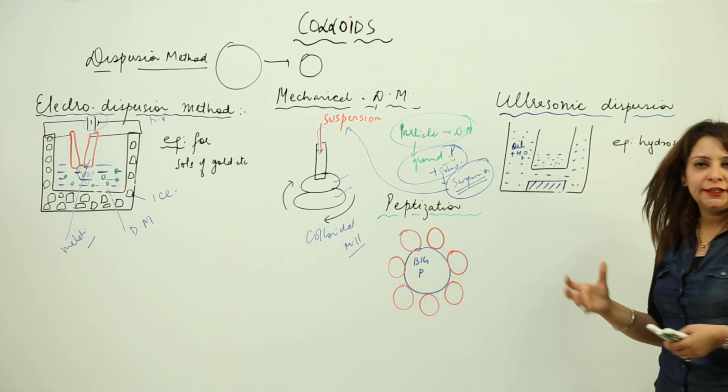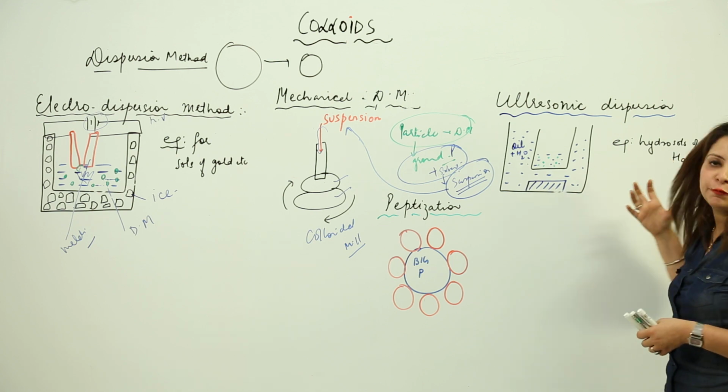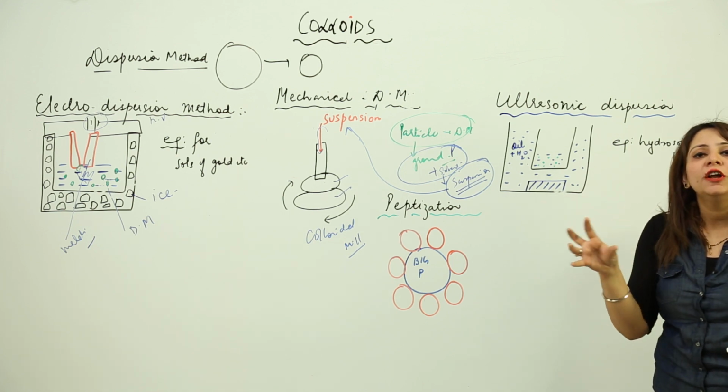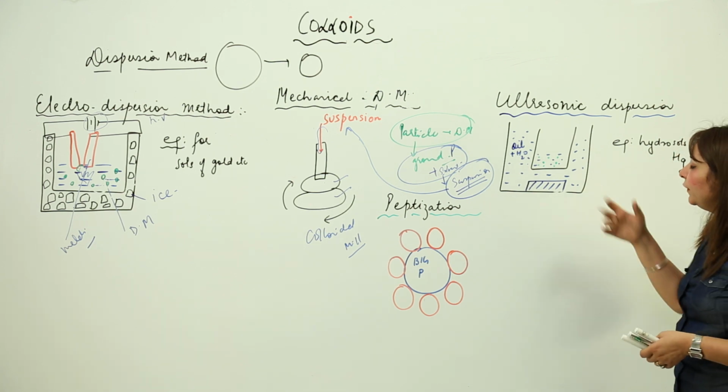Third is the ultrasonic dispersion. It is mostly employed for the hydrosols of mercury. Hydrosol means, hydro means the dispersion medium is water, sol of mercury means the dispersion having mercury particles suspended. So what do we have here?